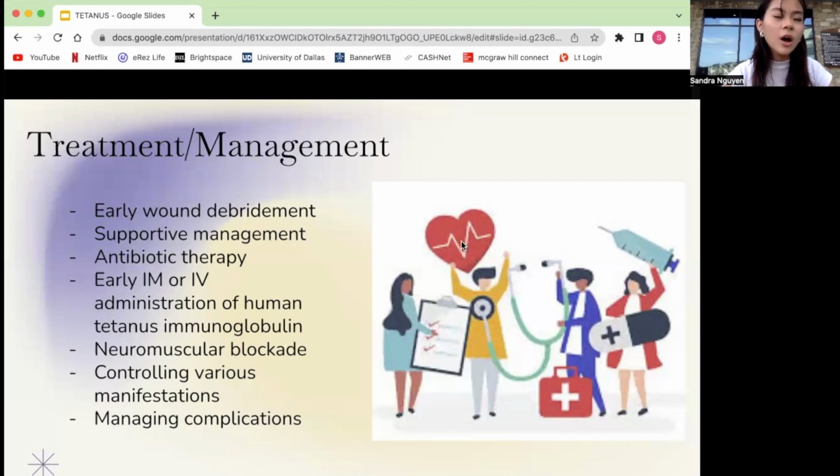So a person who has the vaccine or has had tetanus in the past, they will use that blood and collect the antibodies in that blood and administer it to those who are suffering from tetanus in order to kind of jumpstart that immune response. Then we have neuromuscular blockade medication. It just helps relax the body a little bit since you have those involuntary contractions, and it eliminates some of the pain. And they will also control various manifestations of tetanus and its complications.